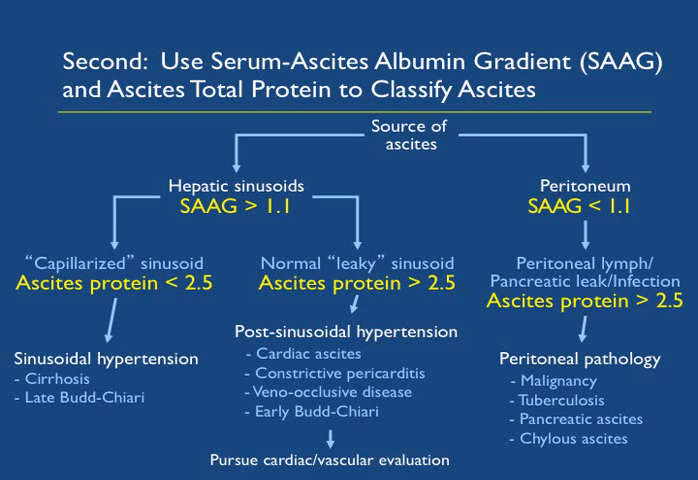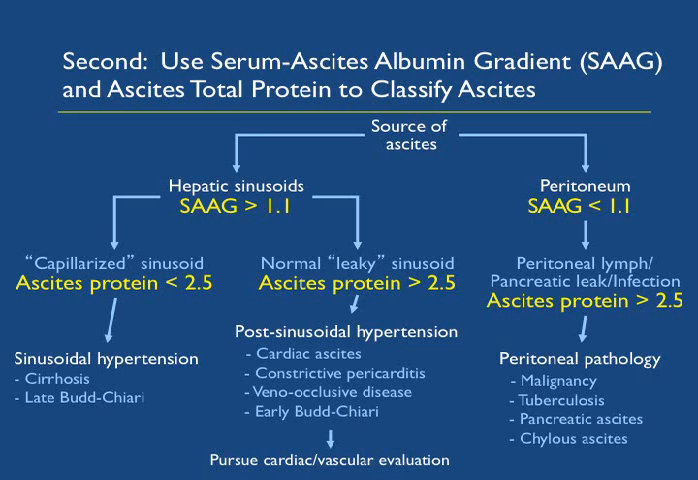peritoneum. So with a high SAAG, this can be due to cirrhosis, and in that case the ascites protein is usually quite low at less than 2.5, and cirrhosis or late Budd-Chiari syndrome are the general causes. If the SAAG is high but the ascites protein is also high, this generally means the sinusoids are normal, and this is due to post-sinusoidal high pressure, which includes right heart failure, causing cardiac ascites, constrictive pericarditis, veno-occlusive disease in the liver, and early Budd-Chiari, and one needs to pursue cardiac and vascular evaluation.